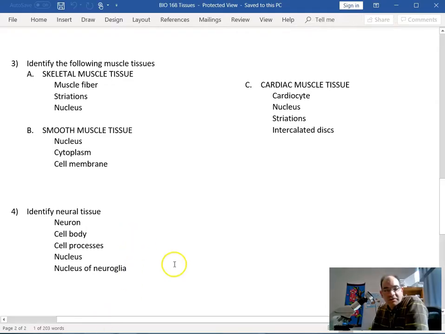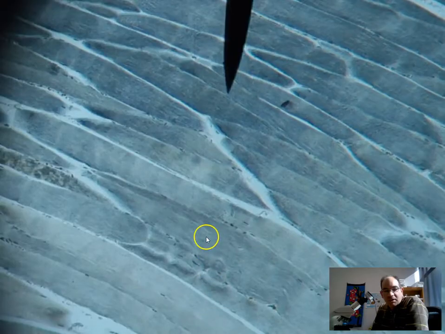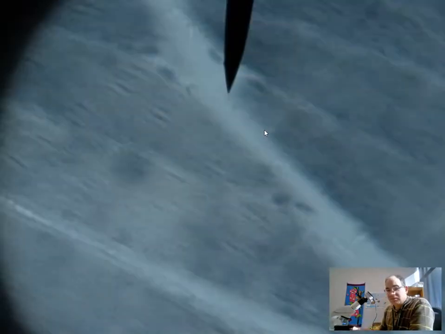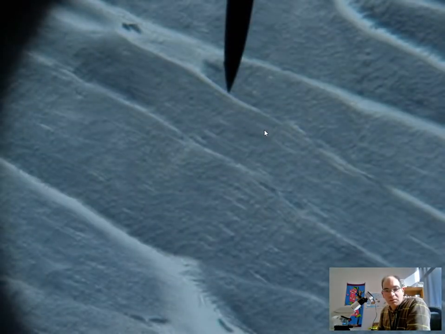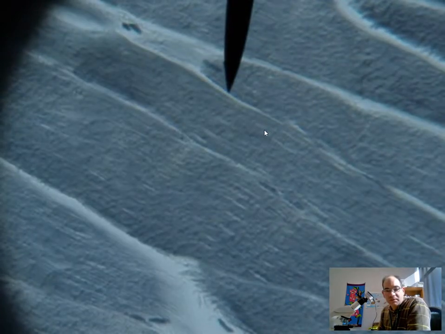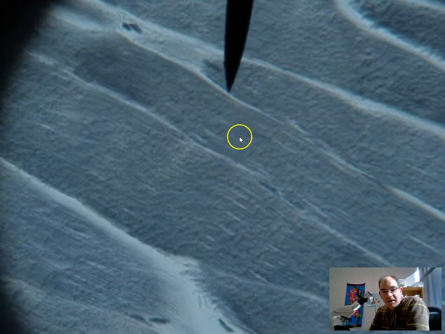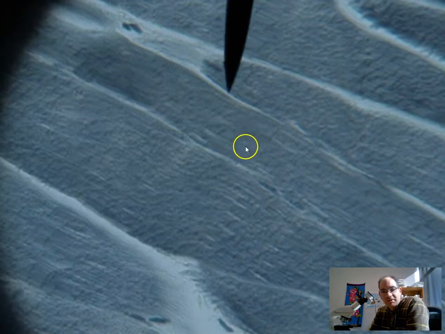That's going to finish off our connective tissues, and so next we're going to move on to muscle tissue. Our first muscle is skeletal muscle, and we need muscle fiber, striation, and nucleus. If we take a look at 100x, you can't really see a whole lot going on yet, but you can see that we've got a lot of fibers. If I move up to 400, you can see the striations. The striations are real fine lines. Here is your muscle fiber, and you can see these very fine lines running perpendicular to the muscle fiber.